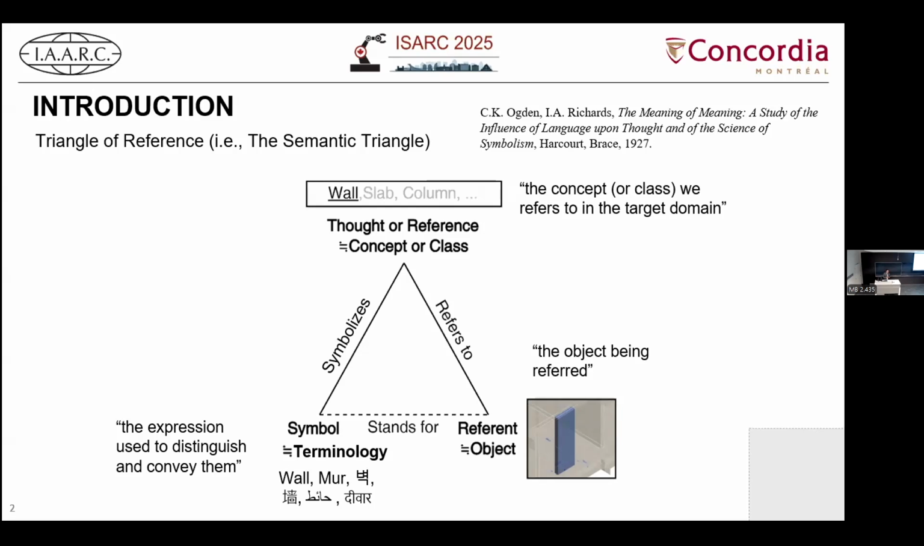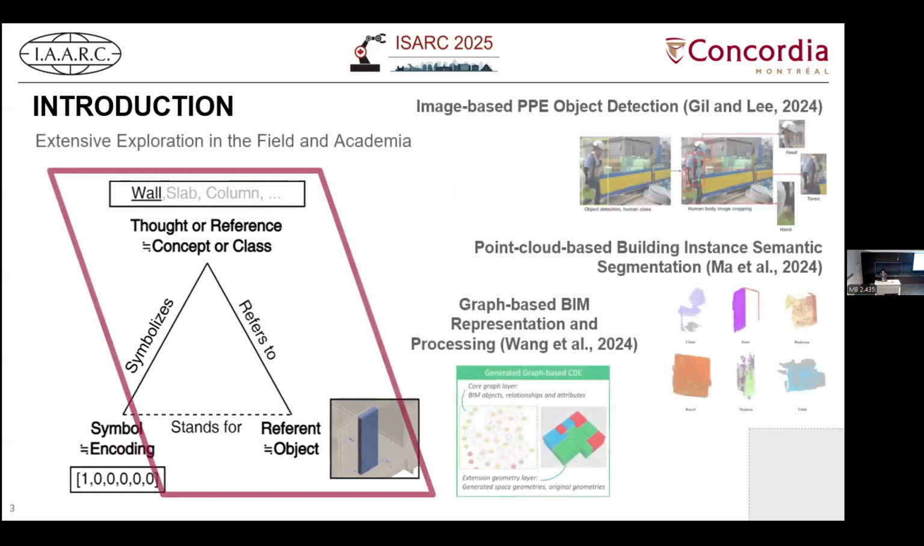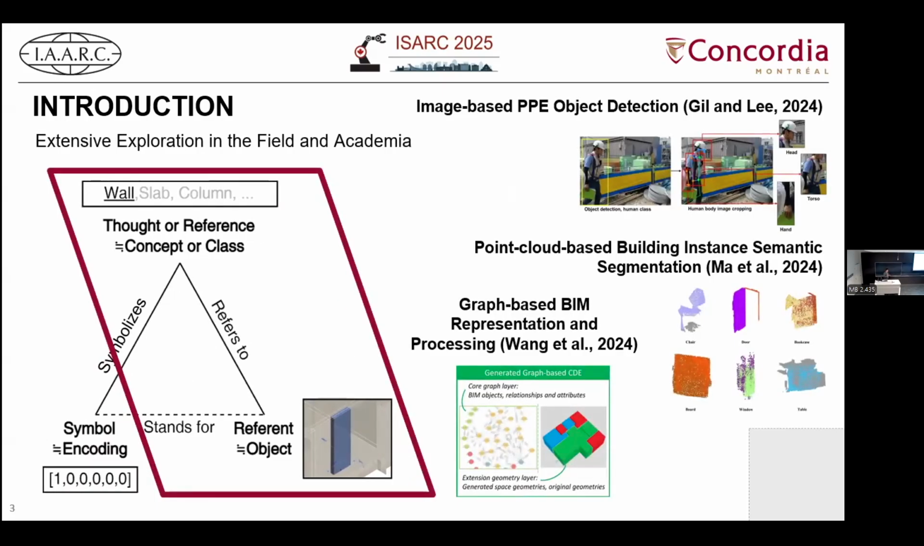Nowadays, it's not only important that experts communicate to each other. We are using AI models, and we want them to understand what's going on in our industry, right? So in that case, the symbol changes from terminology to encoding, which means that the encoding is something that's interpretable by machines.